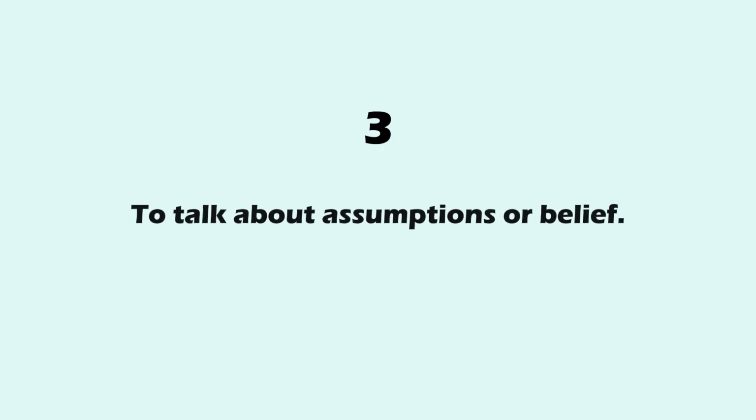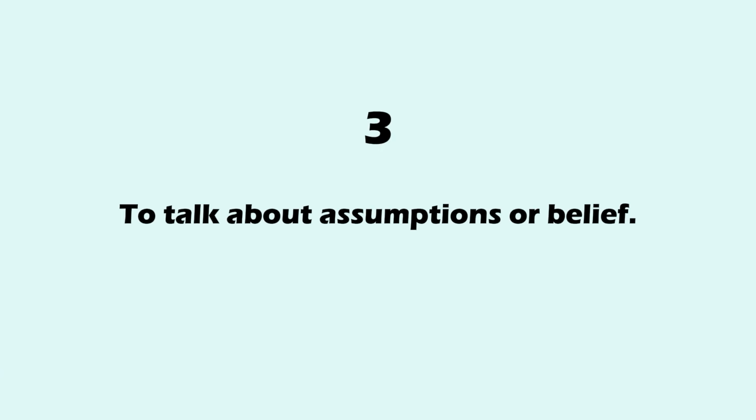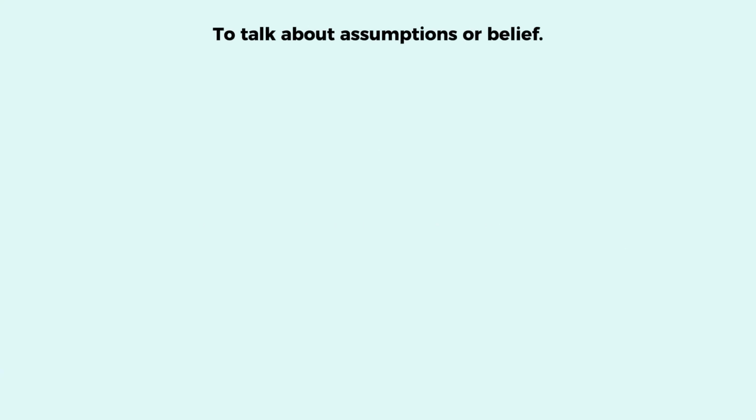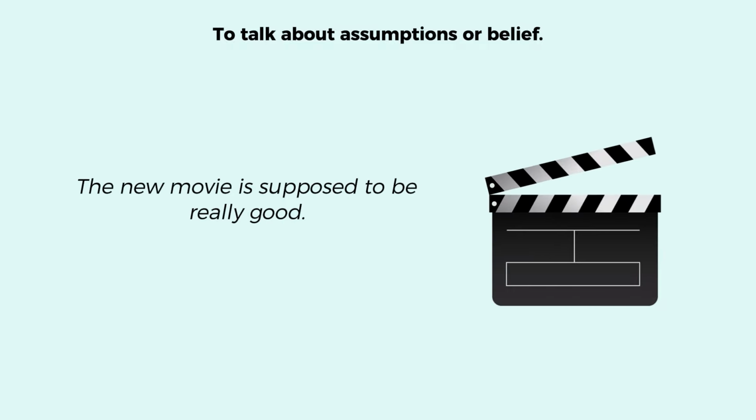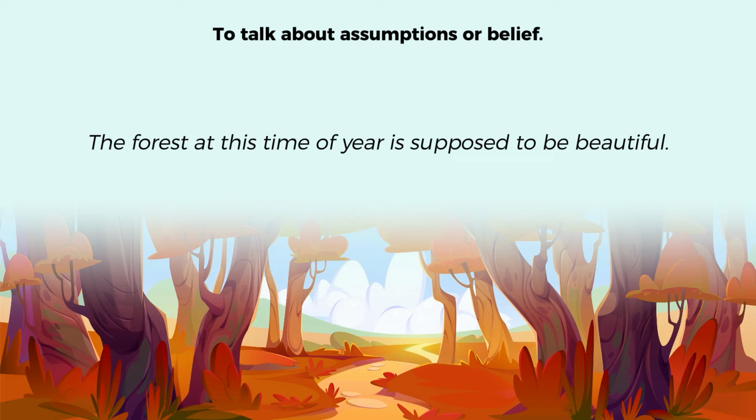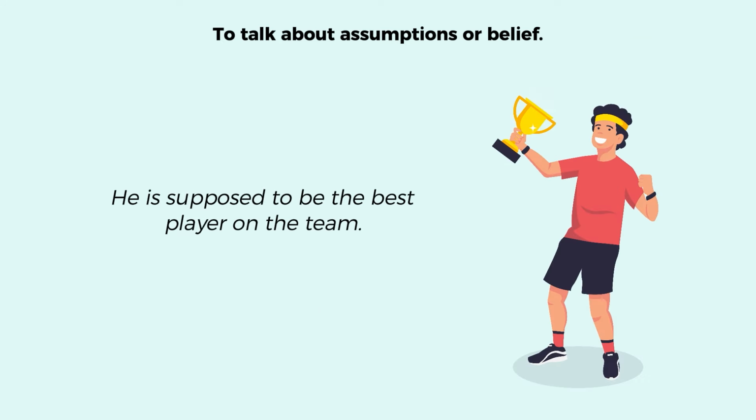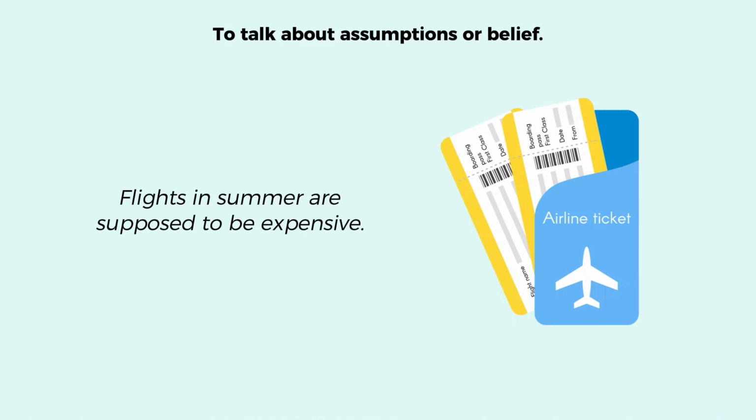3. To talk about assumptions or belief. Here are examples. The new movie is supposed to be really good. The forest at this time of year is supposed to be beautiful. He is supposed to be the best player on the team. Flights in summer are supposed to be expensive.